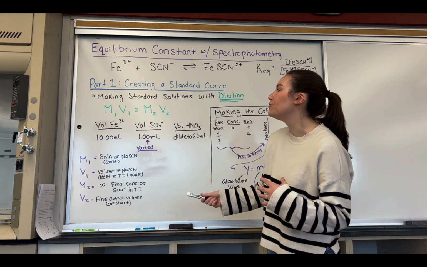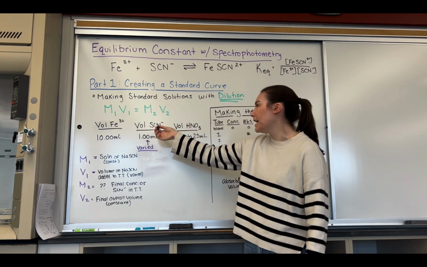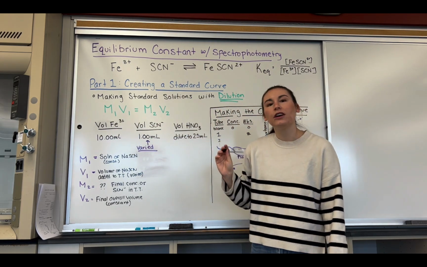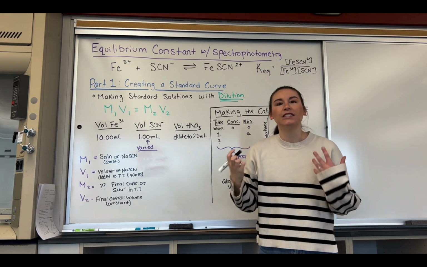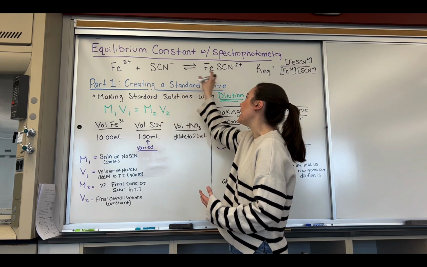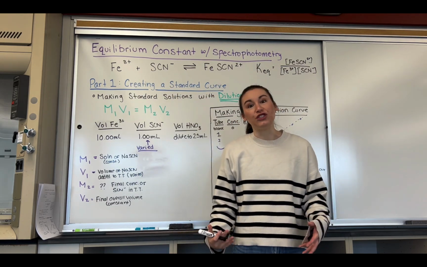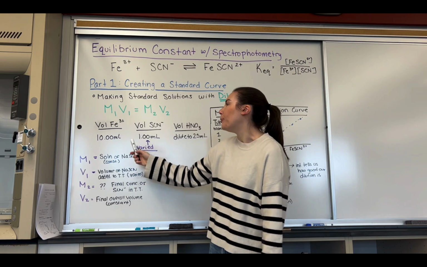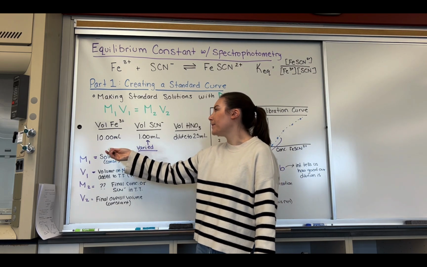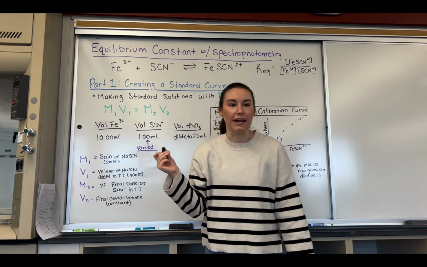And those standard solutions are made up of the iron ion, the thiocyanate ion, and some extra nitric acid, which is just there to fill the rest of our volume up. It is not participating in this reaction at all. It's just what all of these solutions are dissolved in, okay? So essentially what we're doing is we're taking the iron ion and mixing it with the thiocyanate ion.